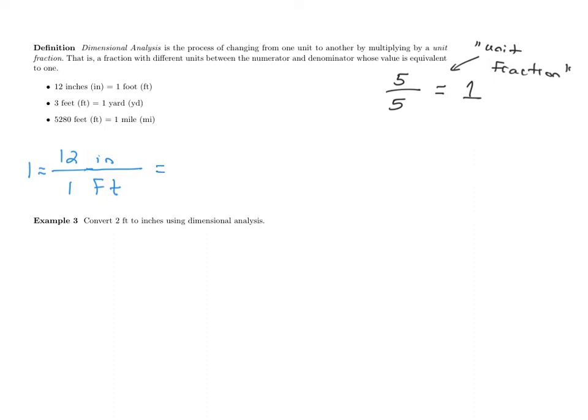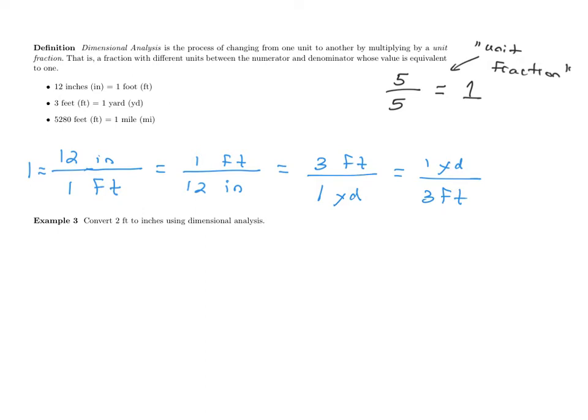Another unit fraction would be, well, what if you had 1 divided by 12? That's not a unit fraction. But if you put 1 foot divided by 12 inches, well, this is a unit fraction. The numerator and denominator are exactly the same, so they cancel just like this up here to give you the value of 1. You can do that for all these conversion factors. For example, 3 feet to 1 yard. Here is another unit fraction. 3 over 1 is not, but 3 feet over 1 yard is a unit fraction. Likewise, 1 yard over 3 feet is a unit fraction too.